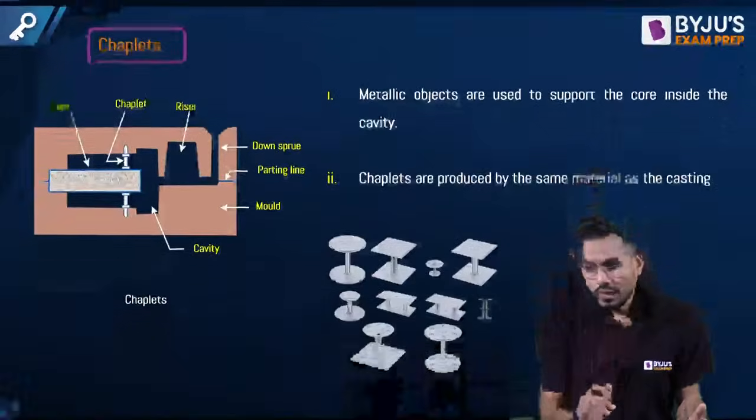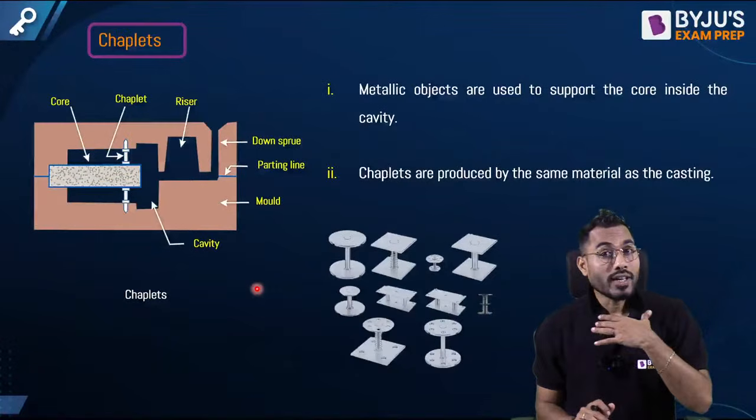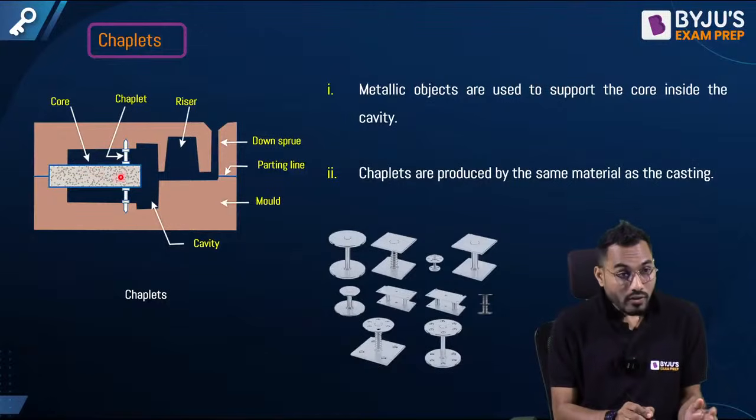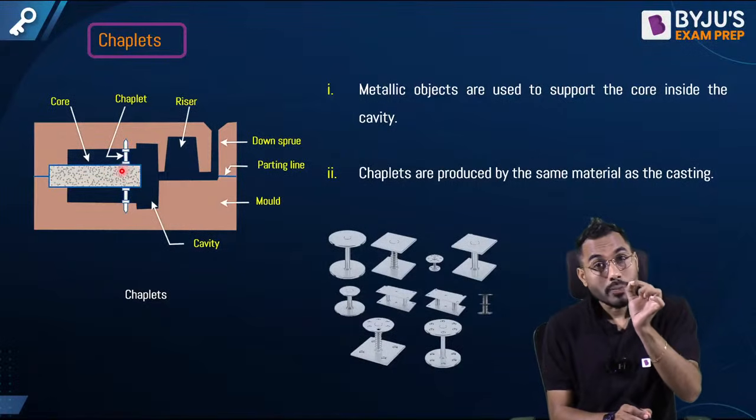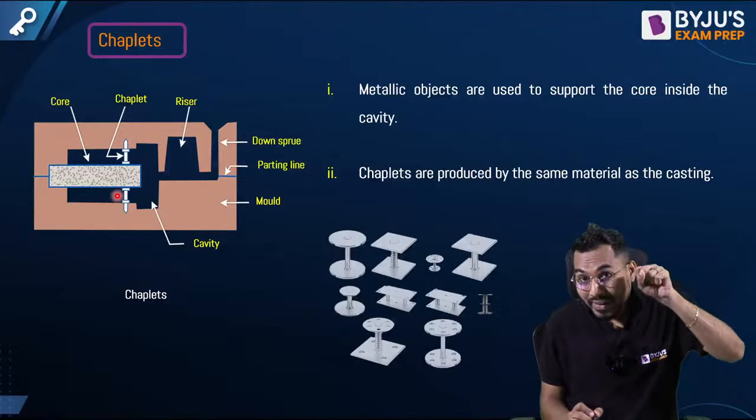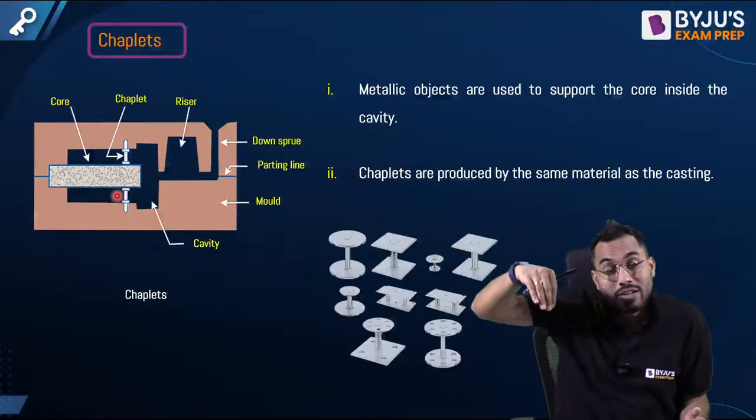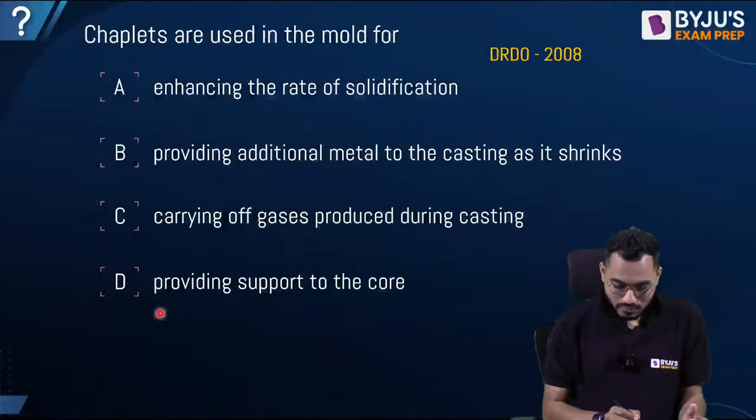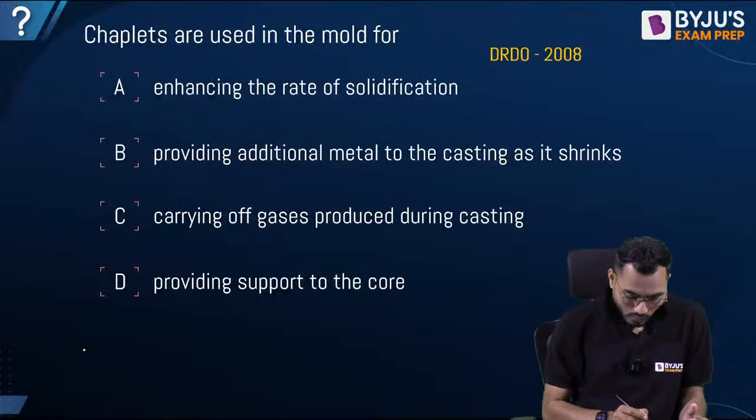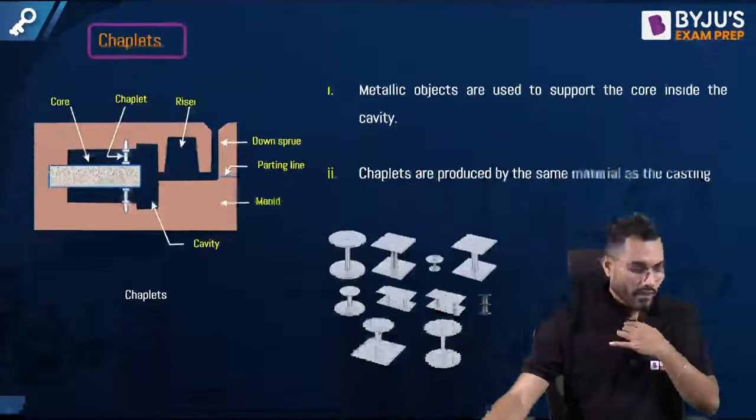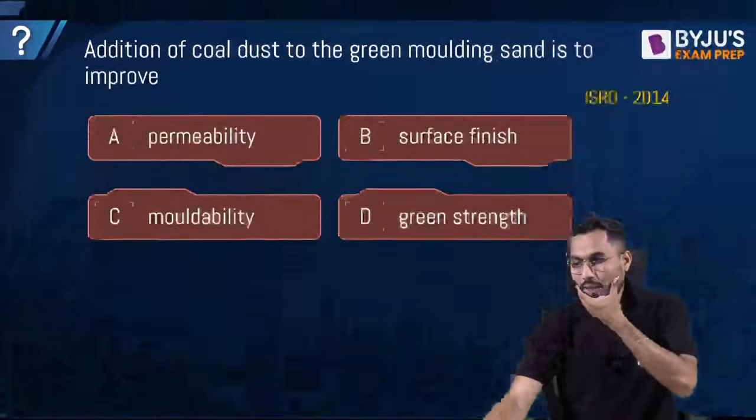Because we know that when the core is utilized, it is basically used to manufacture hollow castings. So whenever the core is not sufficiently supported, then we have to utilize chaplets. Chaplets are manufactured from the same metallic material as the molten metal that we are going to pour. Absolutely correct, everyone. So my answer would be that it is providing support to this particular core. Is it okay? Yes, super. Right, fine. Next question is coming.